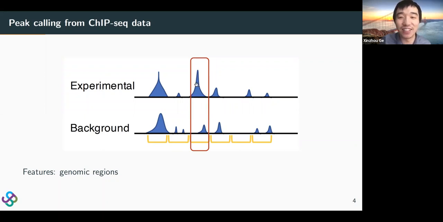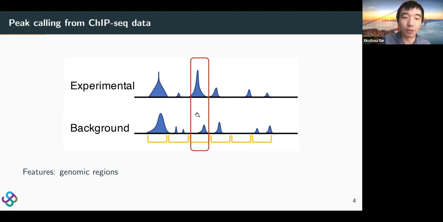If in this region, for example this yellow bin or this region within the red rectangle, the experimental condition has higher signal intensity than the background condition, we call this a peak, because the experimental condition has much higher intensity. For these other regions, they have very similar intensity between the two conditions, so we don't call them a peak in the experimental condition. This is called peak calling.